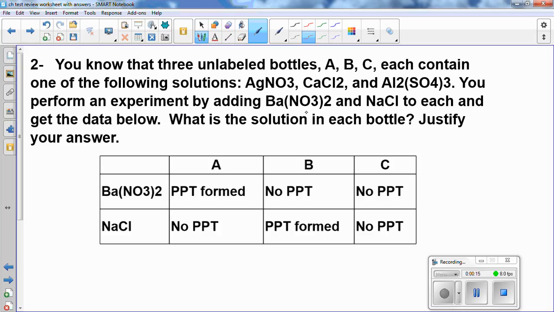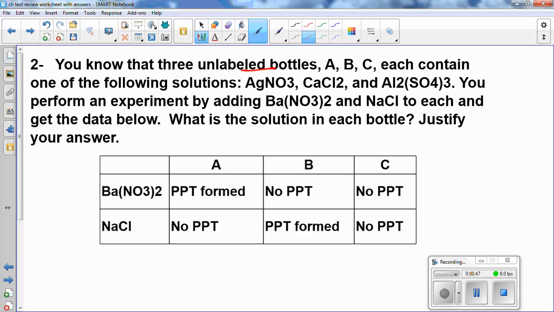This is from your homework, so you've done this before, but it says you know that three unlabeled bottles, A, B, and C, each contain one of the following solutions. So you have AgNO3, CaCl2, and Al2(SO4)3. You perform an experiment by adding barium nitrate and sodium chloride to each and get the data below. What is the solution in each bottle? Justify your answer. There's 3 or 4 different ways to do this.